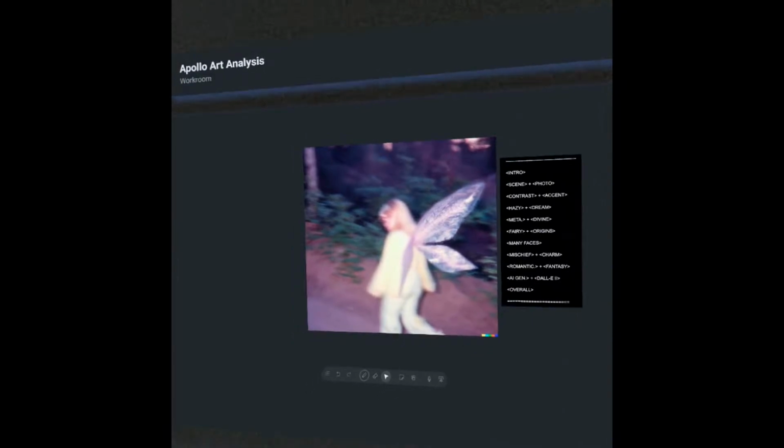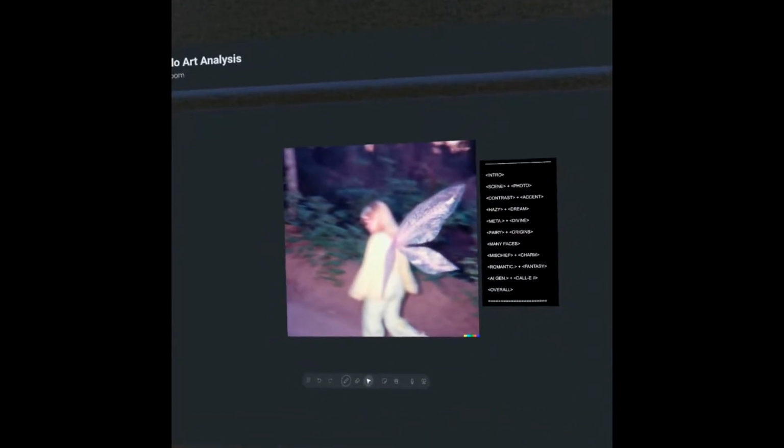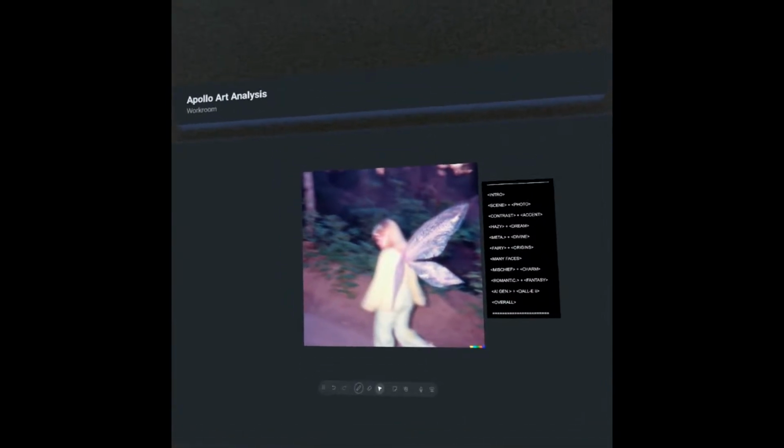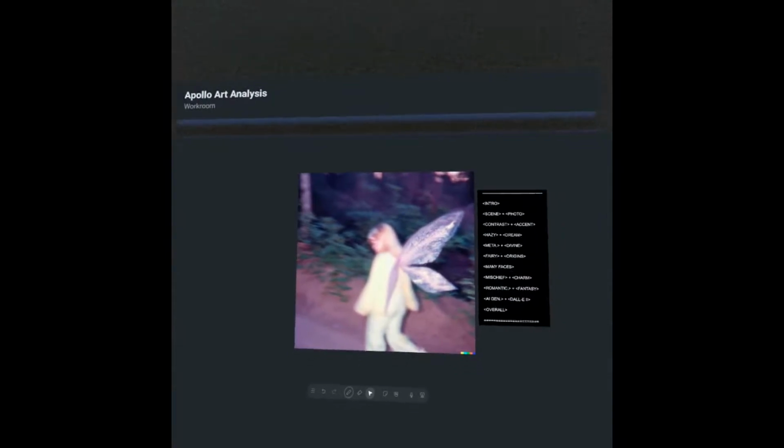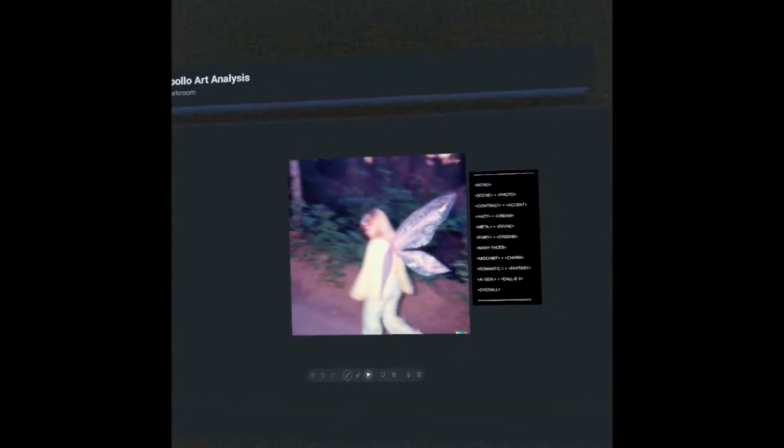This episode, we're going to be taking a look at a piece generated by OpenAI's DALL-E II. We're going to talk a little bit about this hazy aesthetic, the origins of the fairy, and also the profound power of OpenAI's DALL-E II. So let's jump right into it.